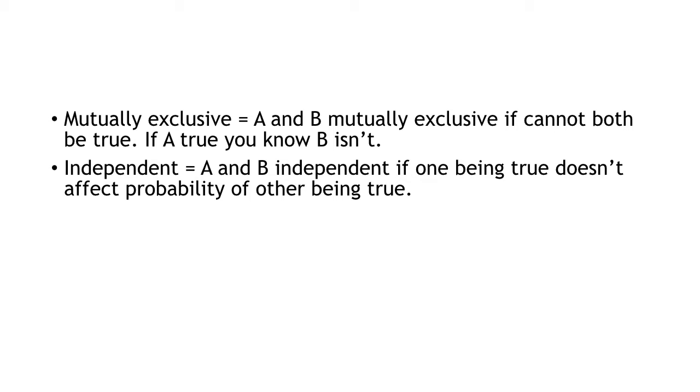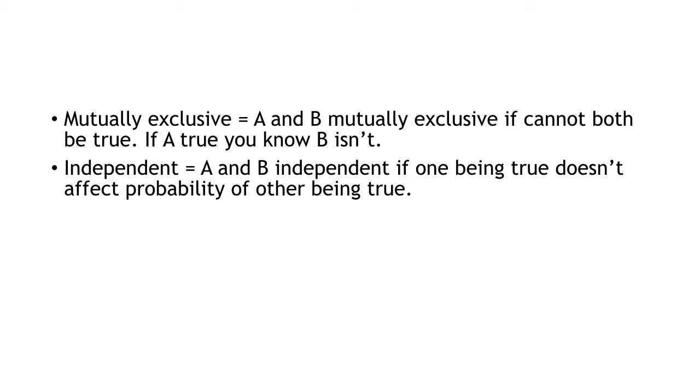Independence, remember, just means that A being true doesn't affect the probability that B will be true, right? If I flip a coin and get heads on the first flip, the second flip is independent of that, because the first flip really does nothing to affect the probability of the second.